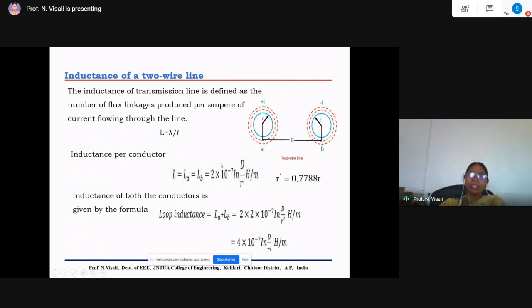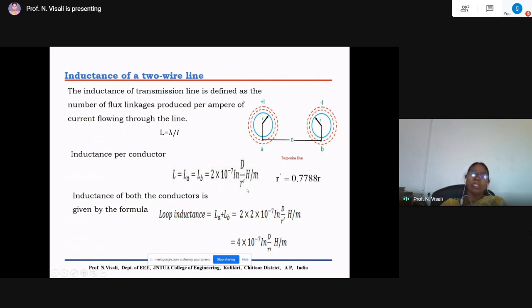Here, this equation is nothing but this: whenever current passes through a conductor, an amount of flux is going to be linked with the conductor, both internally and externally. So we have to calculate the internal flux linkages and the external flux linkages. Both are added together, and you will get the total inductance of the conductor. We added the internal flux and external flux and finally simplified.